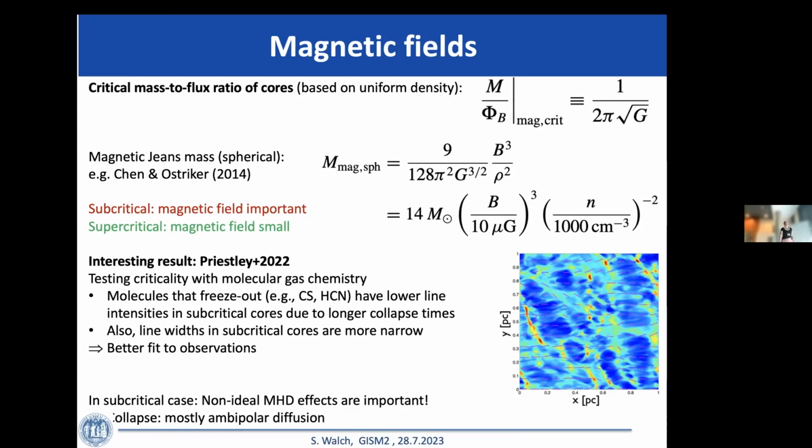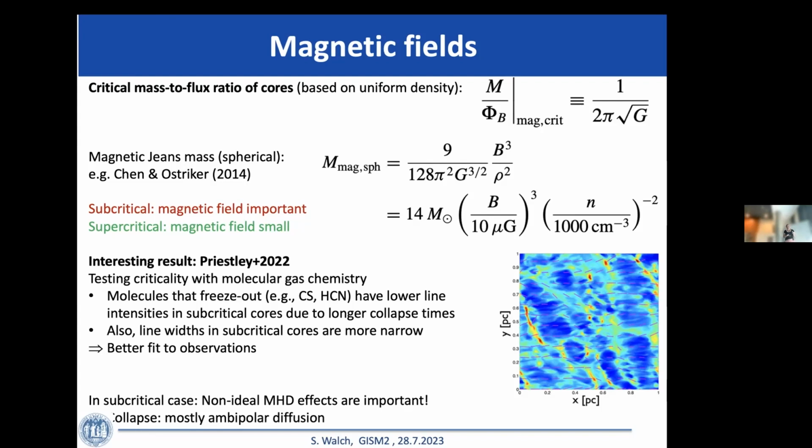I found this paper interesting, the one by Chen and Ostriker, where they compute a magnetic Jeans mass. This is for spherical systems, but you can see that it's a Jeans mass criterion which depends on the magnetic field strength. In this way, you can estimate whether the cores which you form in the simulations, as they've done here, have critical masses or not. An interesting recent result is by Felix Priestley.